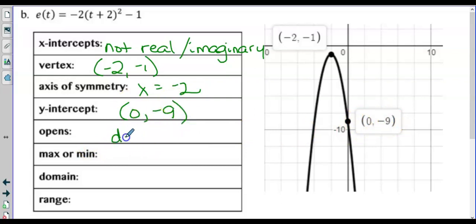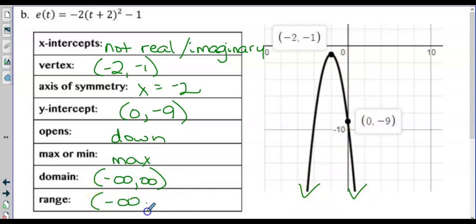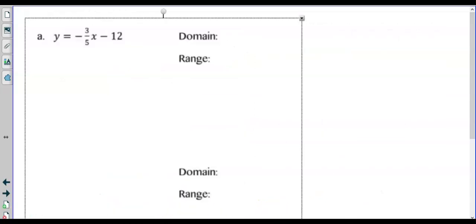It opens down, which means it has a maximum. And if you need to know what the maximum is, it's that y value, so it's at negative 1. Domain, left and right, it goes forever, so it's negative infinity to positive infinity. In the range, it comes from negative infinity, so that's the first thing we write. We don't want to get those backwards. We want to go from the bottom to the top. And it stops at negative 1. And that's a bracket.